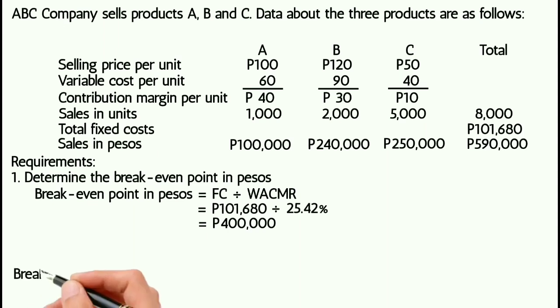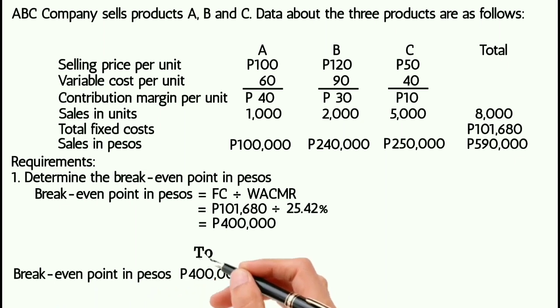Ano ba yung ibig sabihin ng 400,000 pesos na break-even point in pesos? Ang ibig sabihin niyan ay dapat magkaroon ng sales na 400,000 pesos si ABC Company to break even. Kapag ang sales niya ay 400,000 pesos, that means wala siyang net income and at the same time wala din siyang loss. Recall that at break-even point, there is no profit and there is no loss.